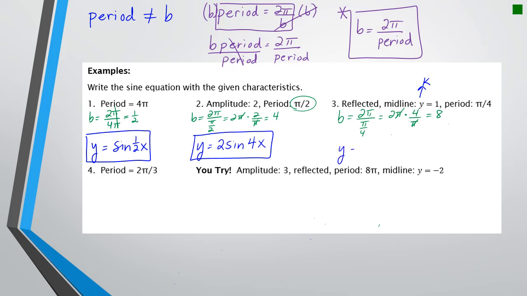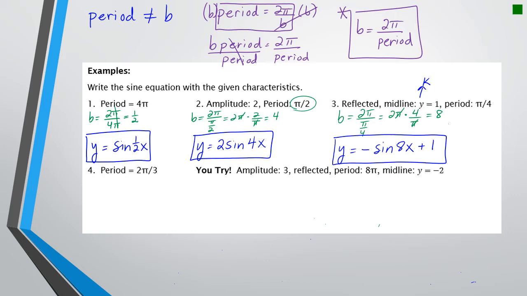All right, so now I have y equals, because it's reflected, it's going to be negative. I don't have an amplitude, so I don't need another number. And then I have my b number, sine of 8x. And then my midline number gets added at the end.